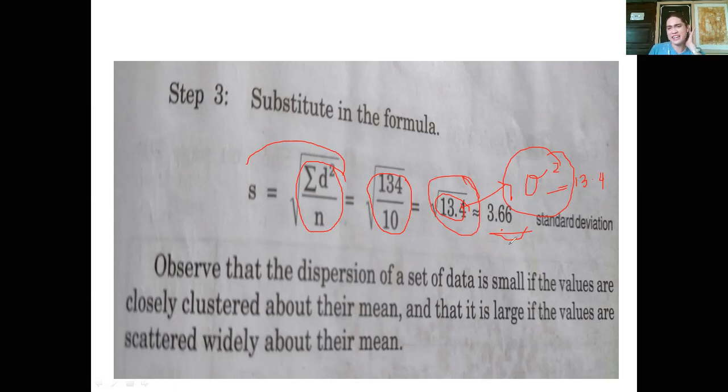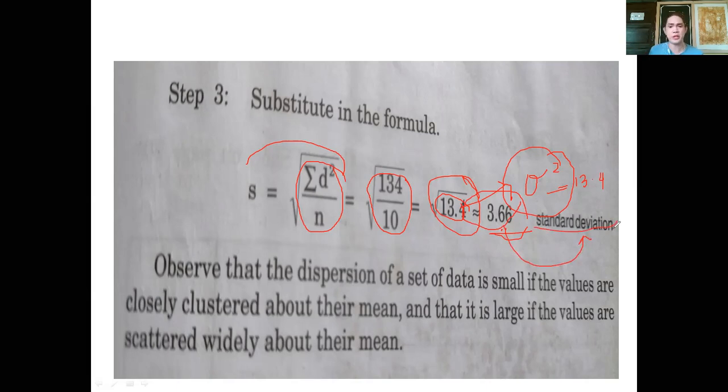So the variance again is 13.4. Very good. And of course, your standard deviation is the square root of your variance, which is the square root of 13.4, approximately 3.66. Therefore, the 3.66 in here is your standard deviation. So I hope you can follow.